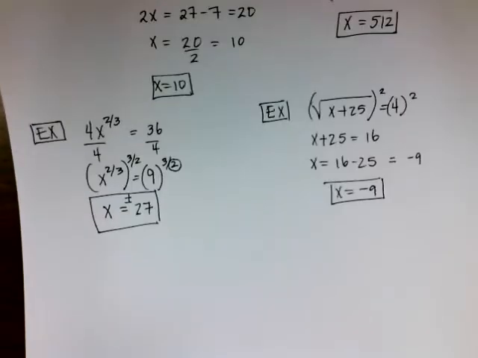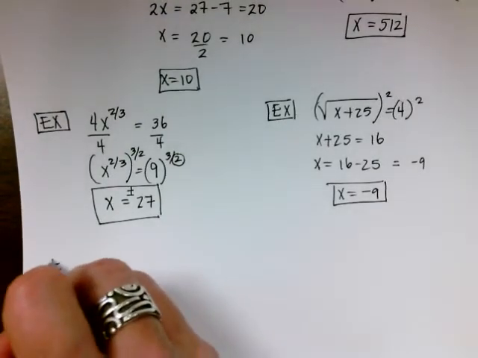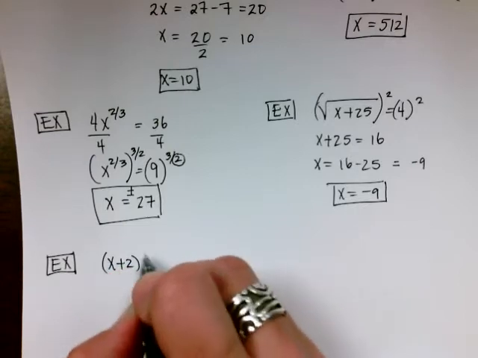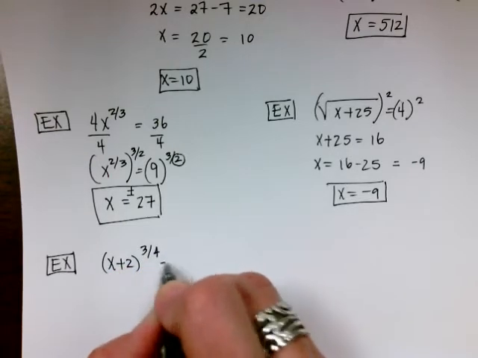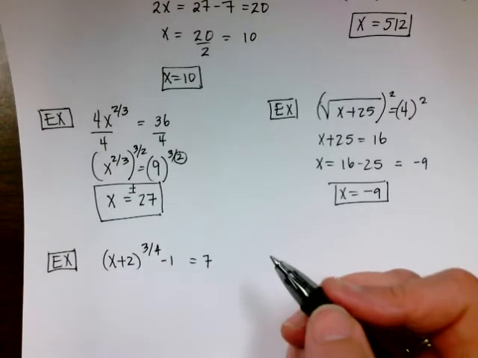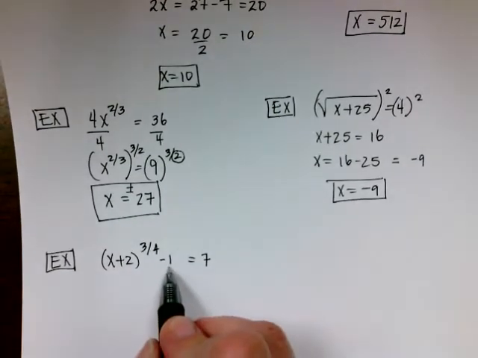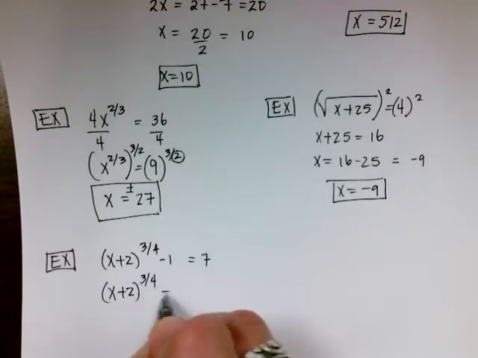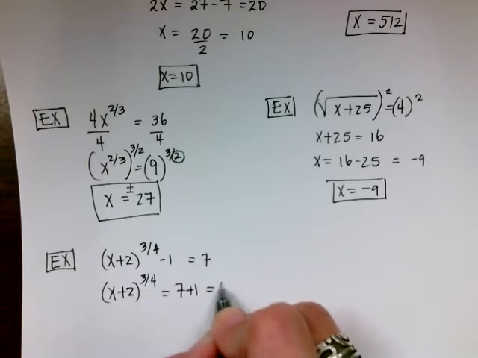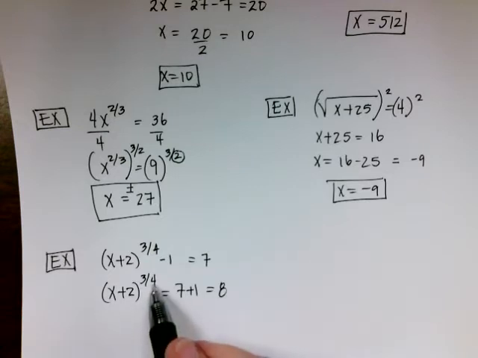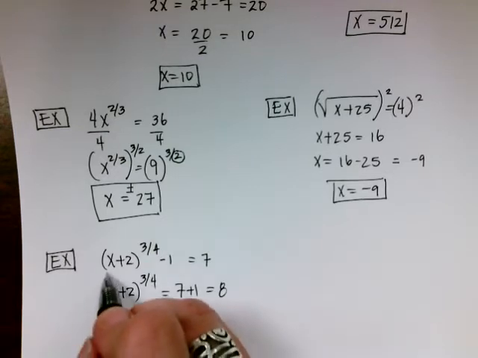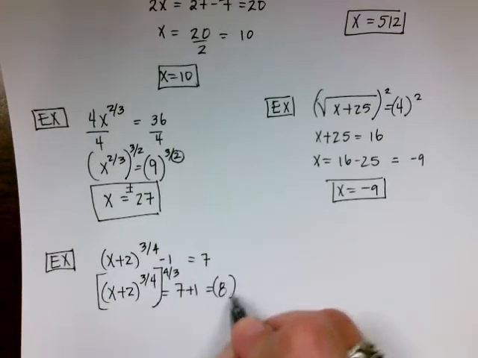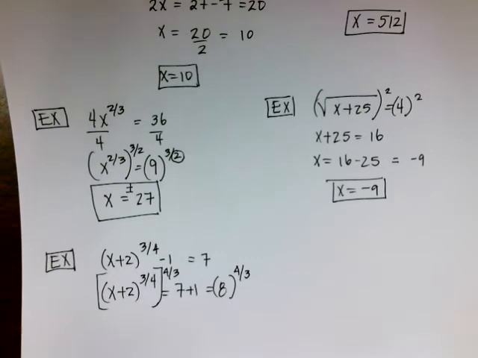Alrighty, next example, cruising right along. Okay, this one I'm going to do x plus 2 raised to the 3/4 power minus 1 is 7. So the first thing that I'm going to do is take that 1 to the other side. So I'm going to get x plus 2 to the 3/4 is equal to 7 plus 1, which is 8. Now I'm going to undo the rational exponent by raising everything to the 4/3 power, and I'm going to raise this guy to the 4/3 power.